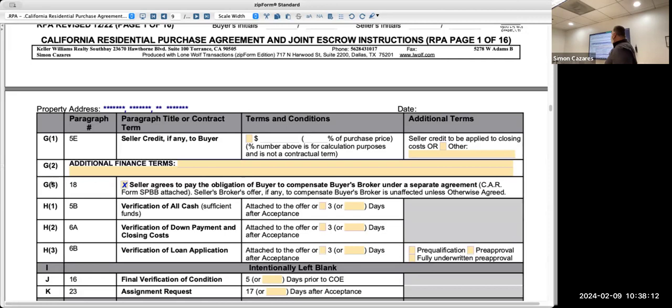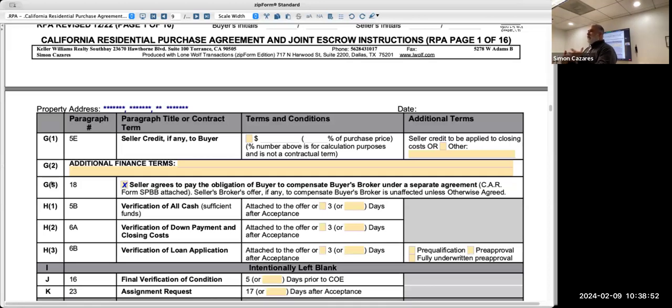Now, if you look at paragraph 3G, it says seller agrees to pay the obligation of buyer to compensate buyer's broker under a separate agreement, which is CAR form SPVB, attached. Seller's broker's offer, if any, to compensate buyer's broker is unaffected unless otherwise agreed. Okay, and that is vital. It has to be otherwise agreed upon. If it's not agreed upon, it doesn't exist, in my opinion.